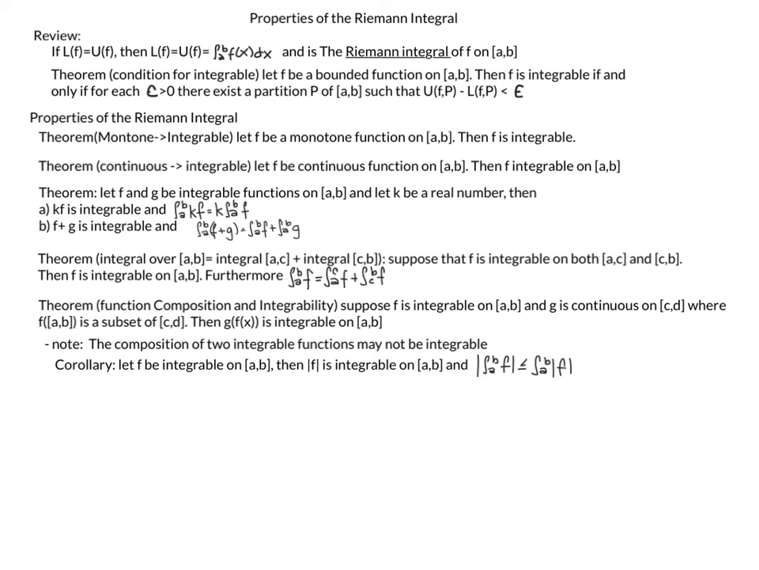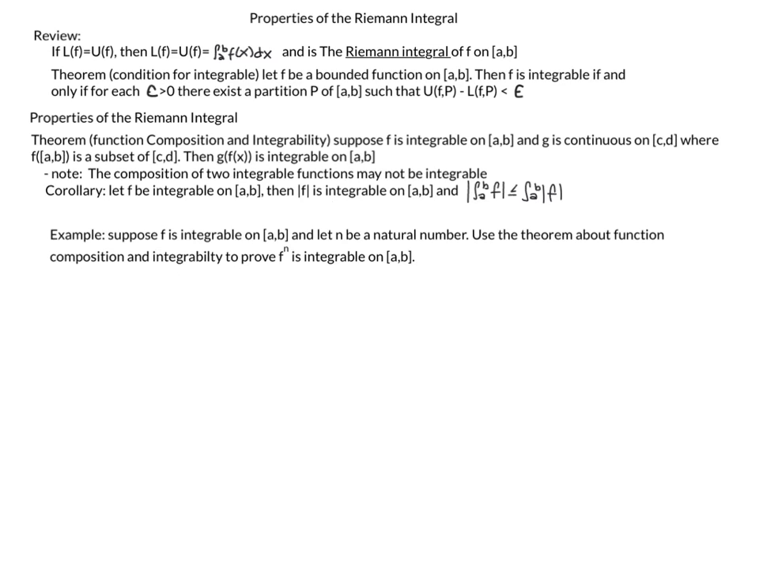Our corollary: let f be integrable on [a,b], then the absolute value of f is integrable on [a,b], and we have the absolute value of the integral of f is less than or equal to the integral of the absolute value. Our next example is: suppose f is integrable on [a,b] and let n be a natural number. Use the theorem about function composition and integrability, which is this theorem over here, to prove that f to the nth power is integrable on [a,b].